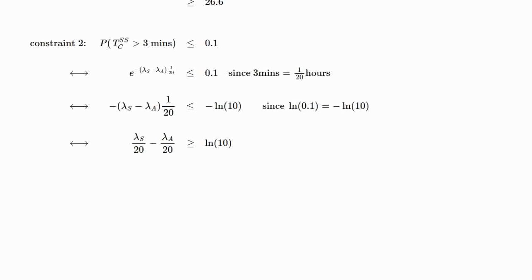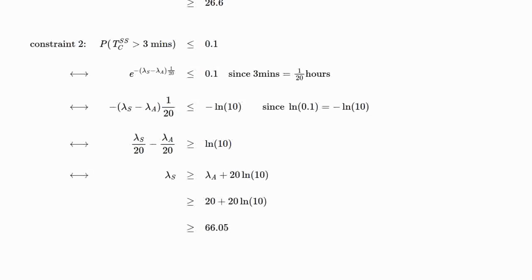And so just by rearranging this to isolate lambda s, we get lambda s must be greater than or equal to lambda a plus 20 ln 10. Lambda a is 20 and 20 ln 10 is 46.05. So this constraint is that lambda s is greater than 66.05. Looking above, the other constraint was lambda s was at least 80 over 3, which is much less.